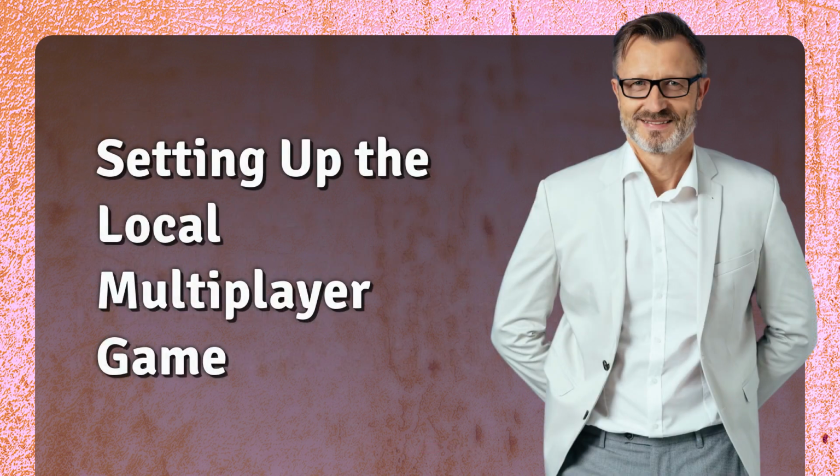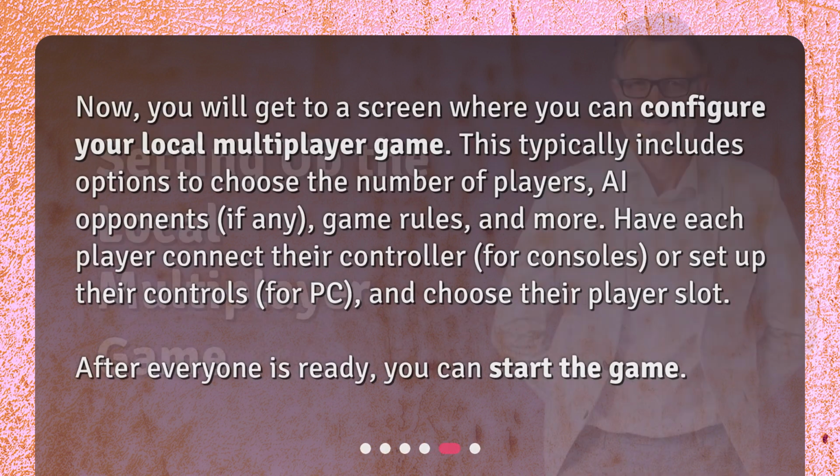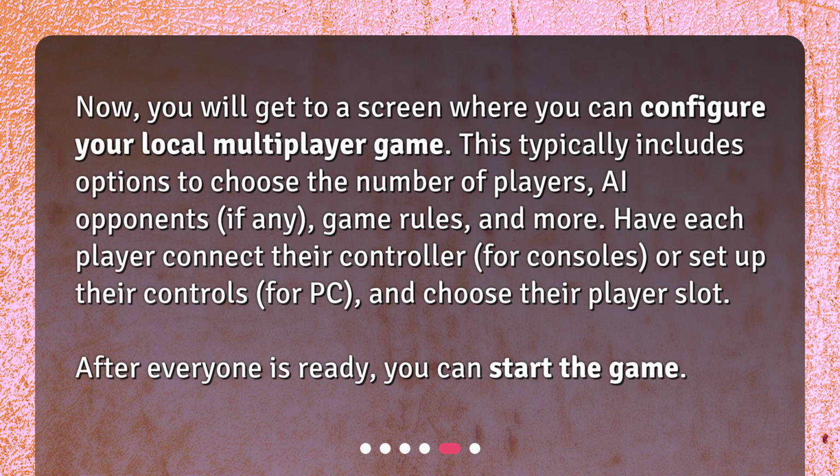Setting up the local multiplayer game. Now, you will get to a screen where you can configure your local multiplayer game. This typically includes options to choose the number of players, AI opponents, if any, game rules, and more. Have each player connect their controller for consoles or set up their controls for PC and choose their player slot. After everyone is ready, you can start the game.